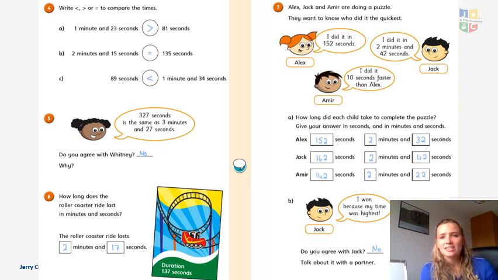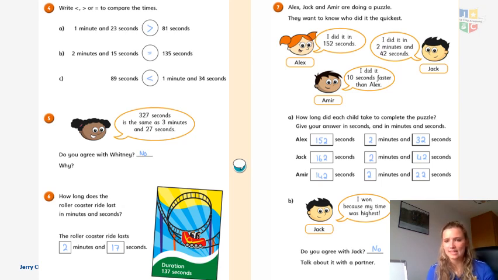Question 7, Alex, Jack and Amir are doing a puzzle. They want to know who did it the quickest. So Alex says I did it in 152 seconds. Amir says I did it 10 seconds faster than Alex. And Jack said I did it in 2 minutes and 42 seconds. So how long did each child take to complete the puzzle? Now I have to say it in seconds and in minutes. So obviously we can do Jack's nice and easily because his is 2 minutes and 42 seconds. So that's already done for you.